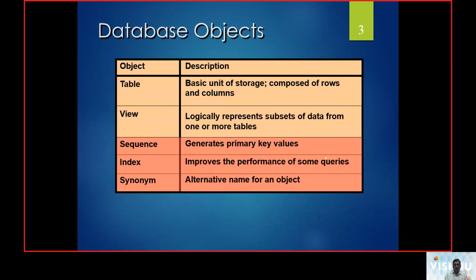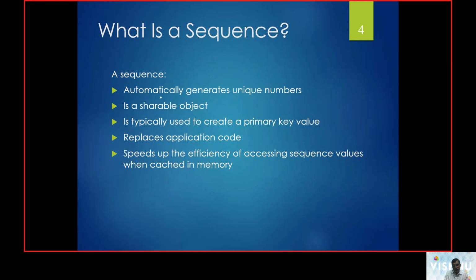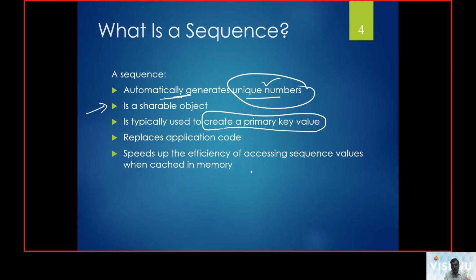objects. So first of all, we will start working with the sequence. Sequence, basically, is going to generate the values in a primary key. In fact, it can be in ascending, or it can be in a descending order. So it is automatically generating unique numbers. This was the key takeaway. It is going to be a shared object, and it can be created as a part of a primary key value.